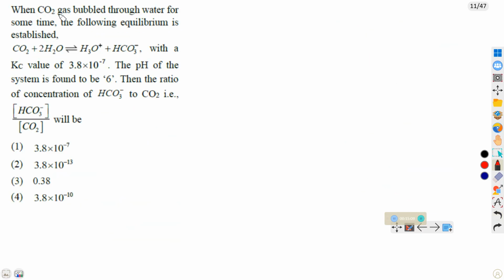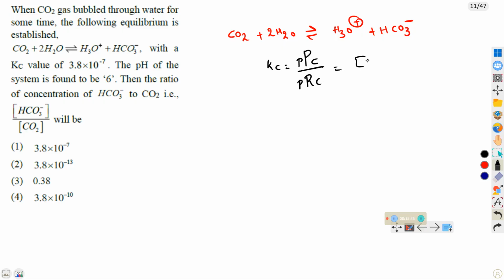When CO2 gas is bubbled through water for some time, the following equilibrium is established: CO2 plus 2 moles of H2O gives rise to H3O plus and HCO3 minus. We know that Kc is equal to product concentration by reactant concentration, that is, concentration of H3O plus into concentration of HCO3 minus by concentration of CO2 into H2O concentration whole square.